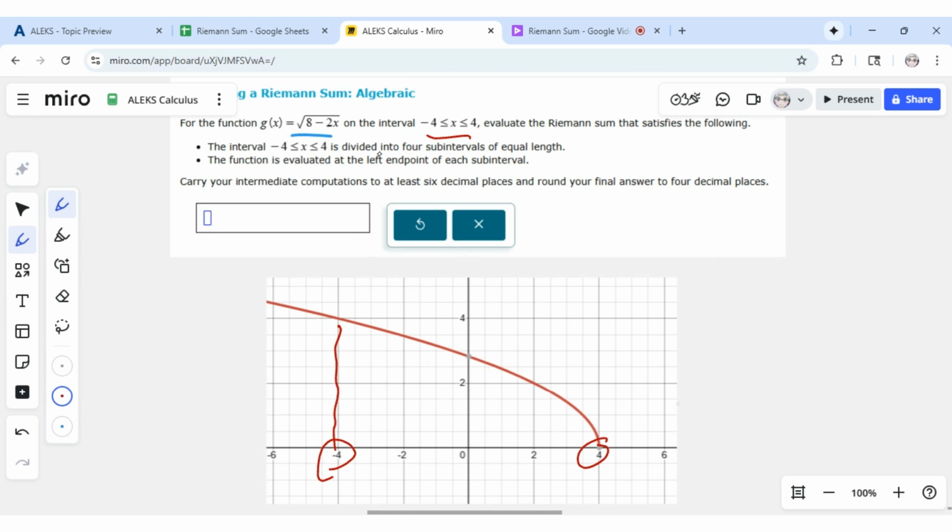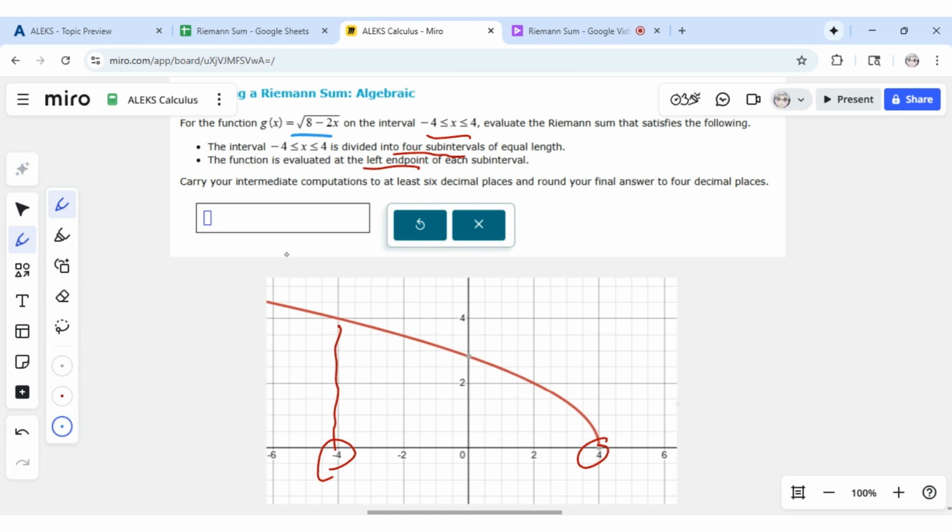It wants it divided into 4 subintervals of equal length, and then evaluate at the left endpoint. Sometimes you'll be asked for a left endpoint, sometimes you'll be asked for a right endpoint, and that's going to change the value of your Riemann sum, so be paying attention to that.